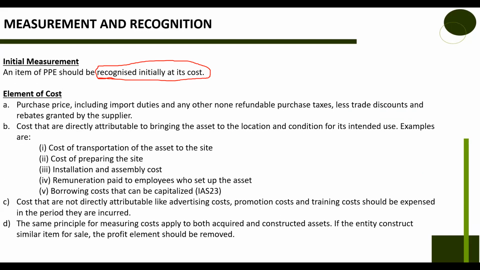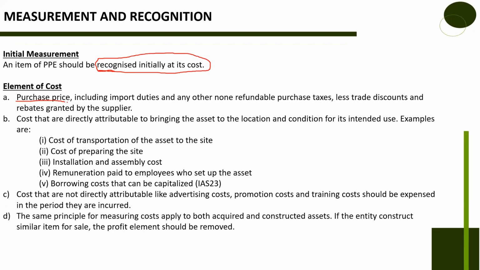The things that form part of your initial cost are the purchase price that you paid. This is the amount that you paid, and it includes import duties. Let's say you bought it from China and paid import duties in Nigeria. That import duty is part of your purchase price, plus any other non-refundable purchase taxes, less trade discounts and rebates granted by the supplier.